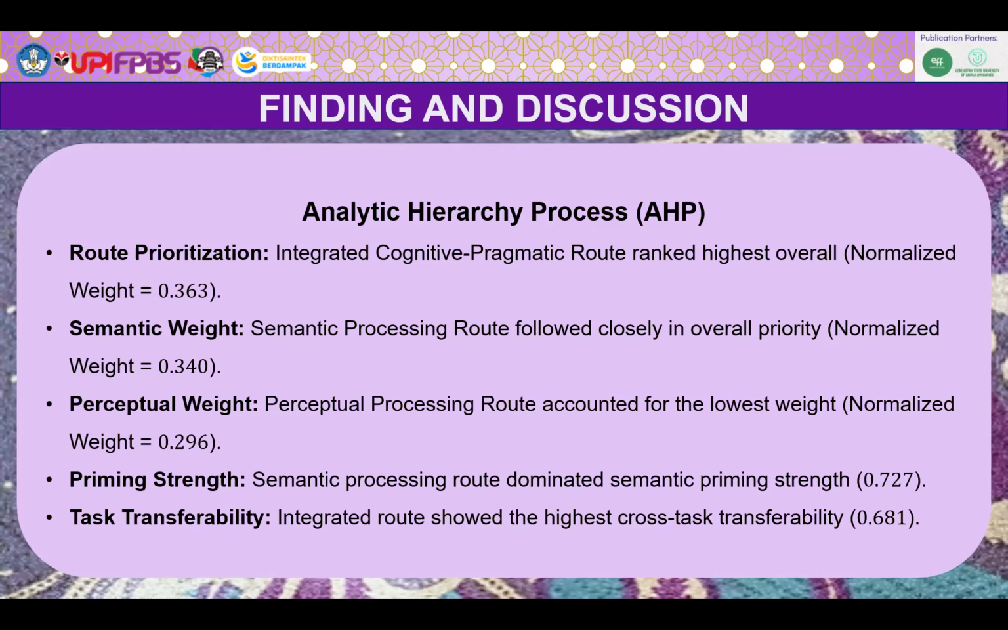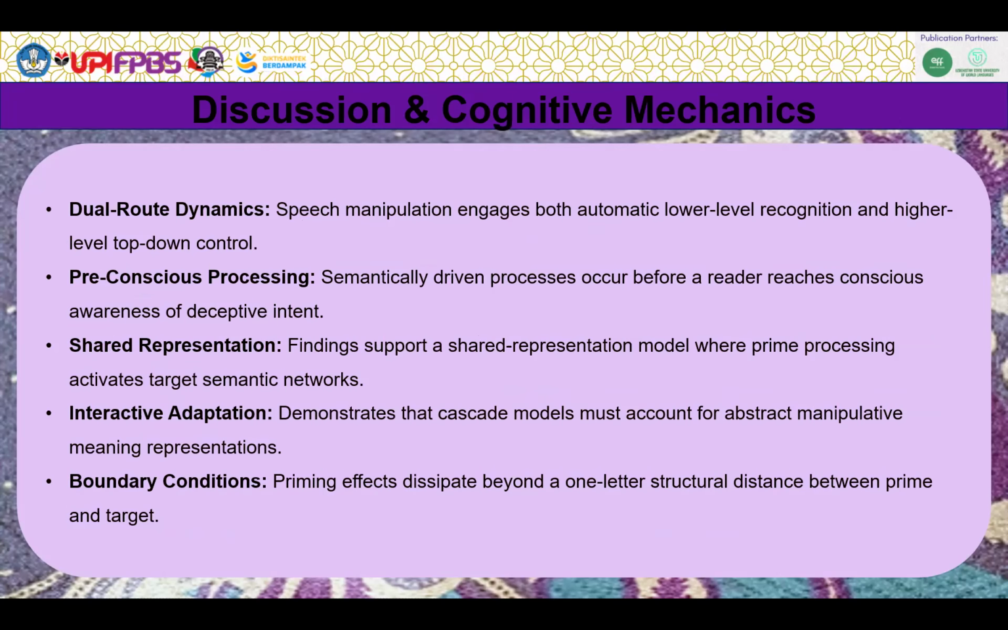So, the semantic processing route dominated semantic priming strength. In numbers, it was shown as 0.727. And the integrated route shows the highest cross-task transferability. And we can say that the dual route dynamics of these kinds of data show that speech manipulation engages both automatic lower level recognition and higher level top-down control. And semantically driven processes occur before a reader reaches conscious awareness of the deceptive intent.